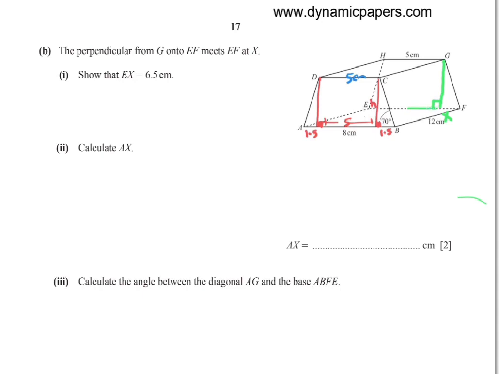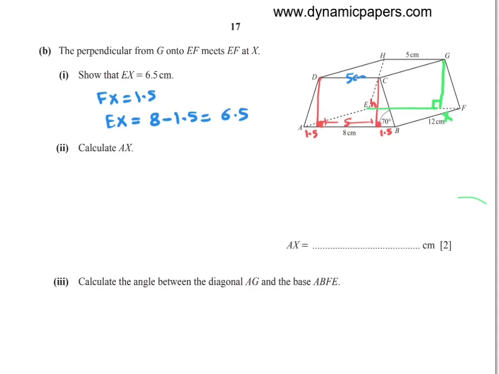Now to find EX, we have this 1.5 because this is the same as that one. So 1.5 from 8, so FX equals 1.5, so EX equals 8 minus 1.5 equals 6.5.